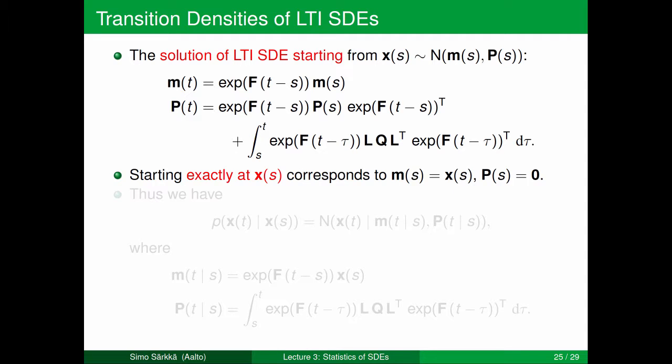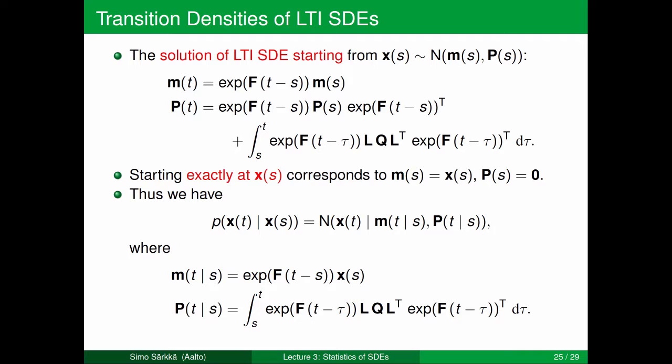And now the transition density actually corresponds to conditioning the mean and covariance on the value of x at s, which corresponds to setting the mean at s to be exactly equal to x of s and setting the covariance formally to 0. So these will be the initial conditions at time s. The transition density then turns out to be a normal distribution with mean given by the matrix exponential of F times (t minus s) times x at s, and the covariance the integral of the matrix exponential times L, Q, L transpose, and the matrix exponential.